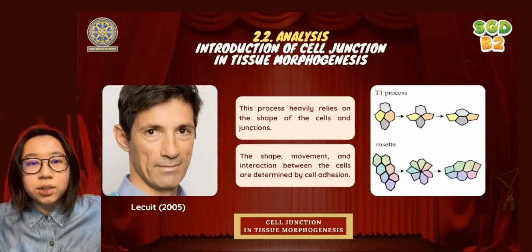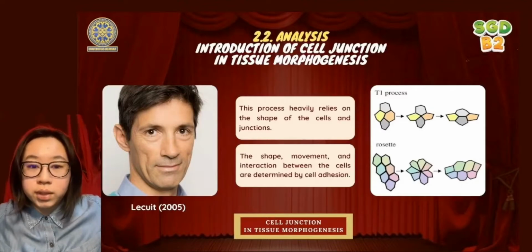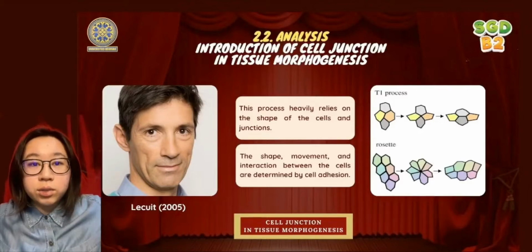In short, cell junctions play quite a large part in the morphogenesis of epithelial tissues. The repositioning of cell junctions after finishing the intercalation process allows the tissue to maintain its new shape and structure for the body to utilize later on.